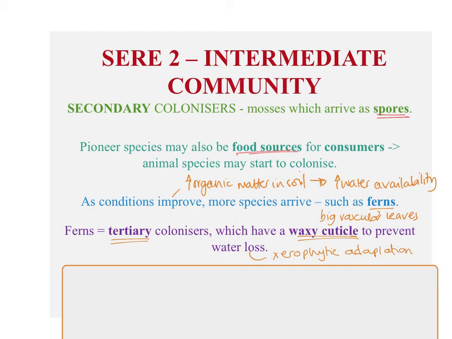And the thicker that waxy cuticle, the further the distance between the outside air and the spongy mesophyll layer. So we're increasing our diffusion distance, we're minimising the water loss from those leaves.